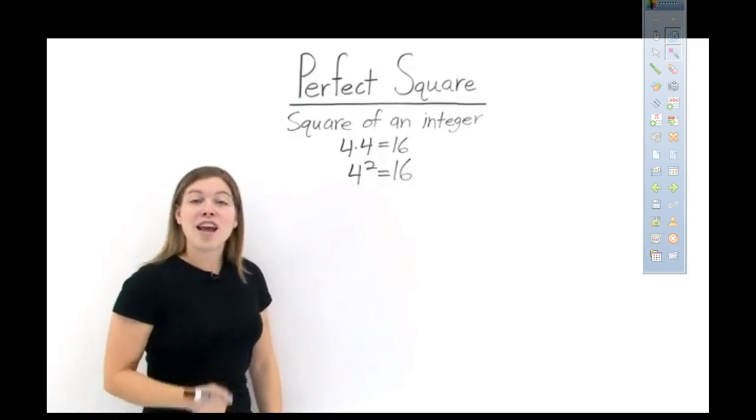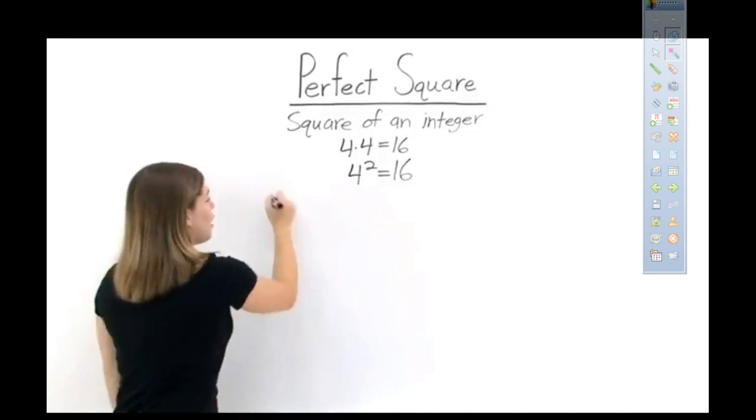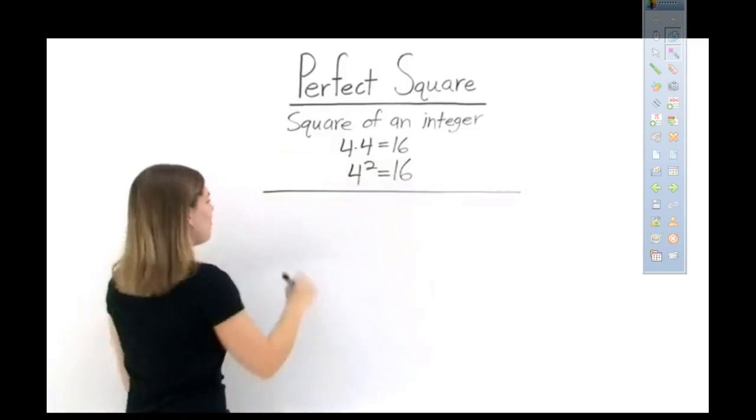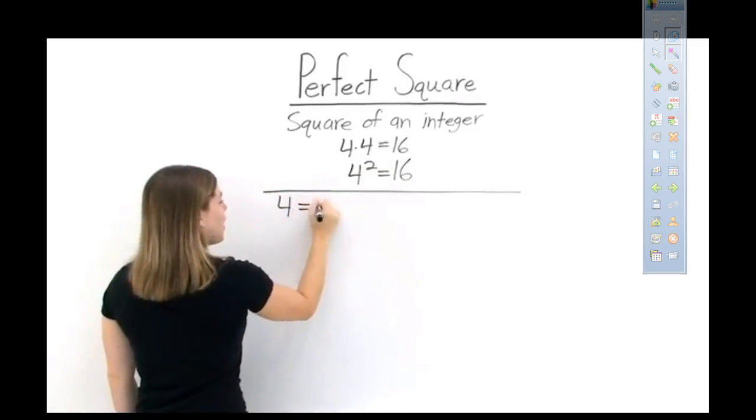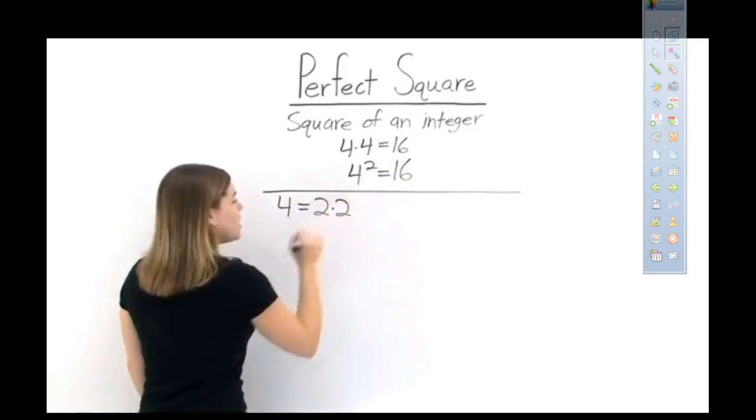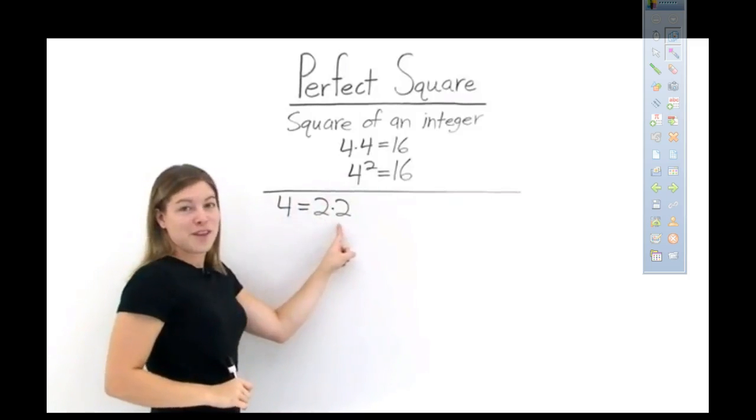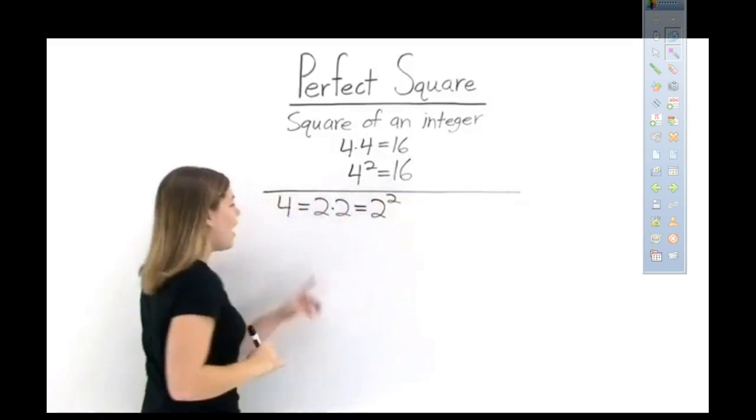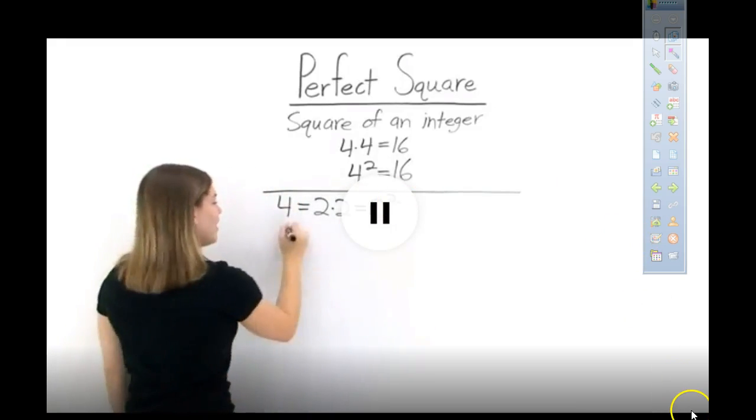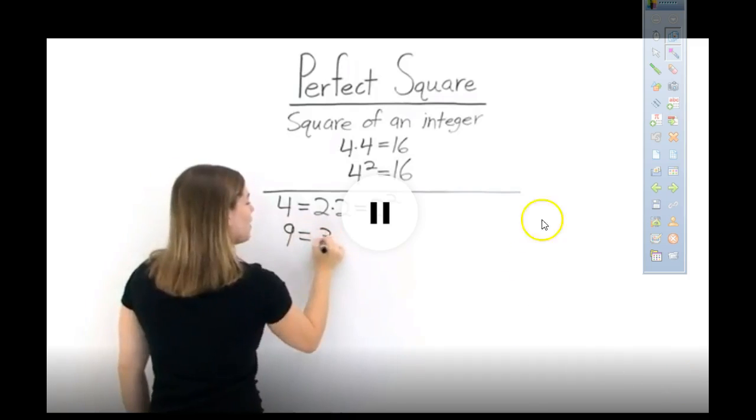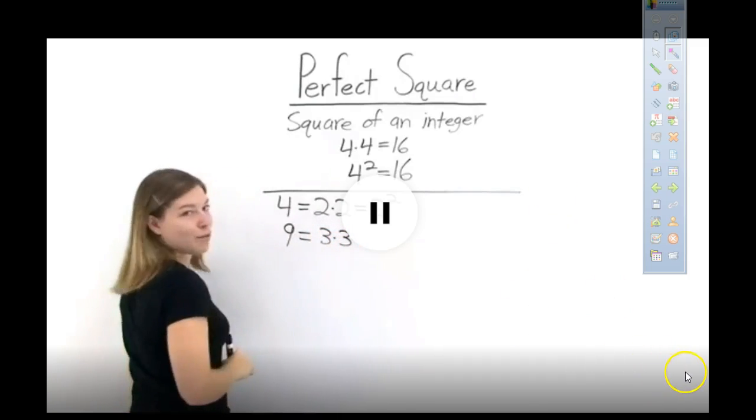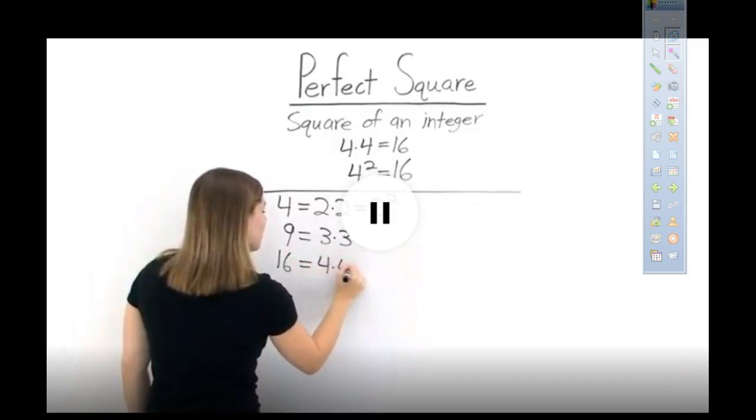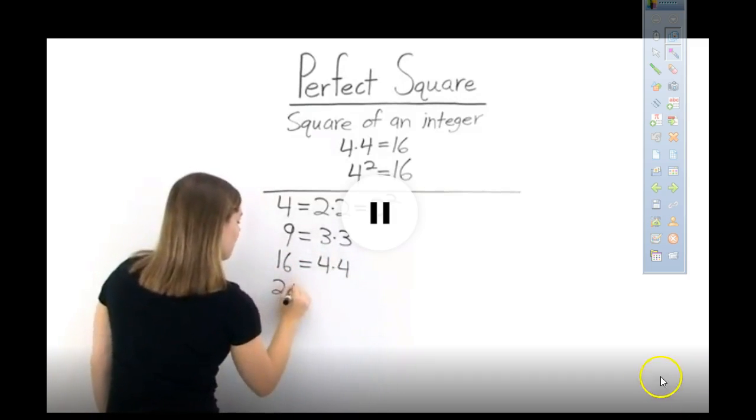Now there are an infinite number of perfect squares. But let's list off just a few to get an idea of what they look like. 4 is a perfect square because it can be broken down into 2 times 2. In other words, we take the integer 2 and square it and get the perfect square of 4. 9 is also a perfect square because it can be broken down into 3 times 3. We already know that 16 is a perfect square. It's 4 times 4. 25.